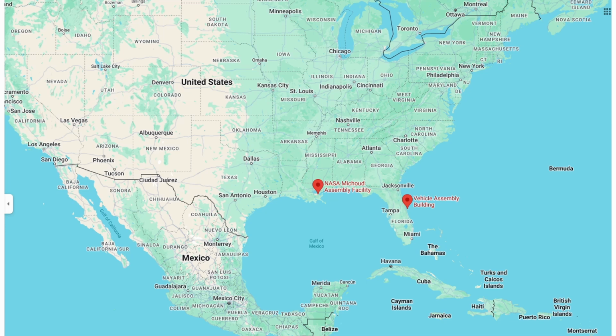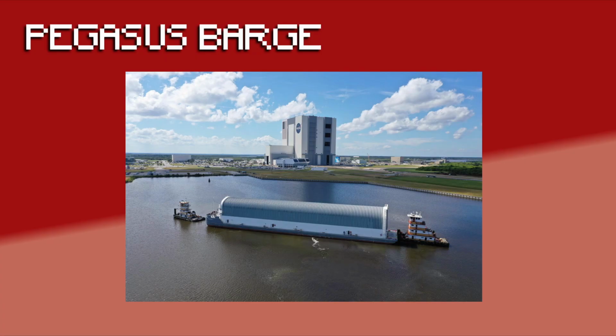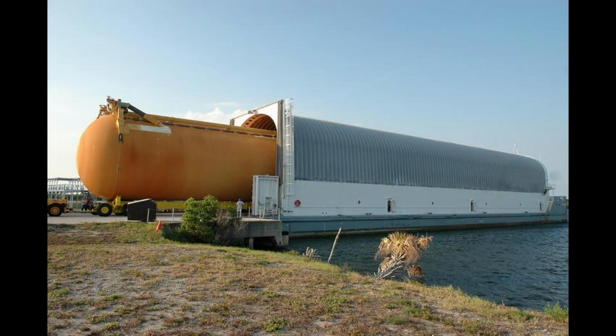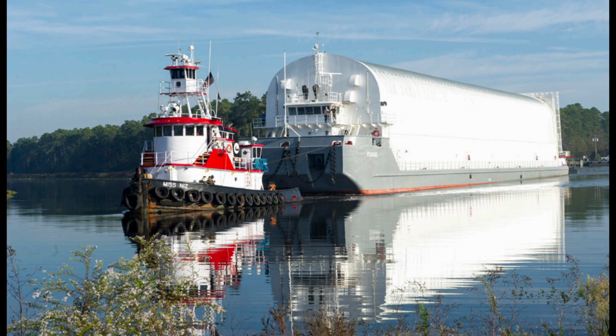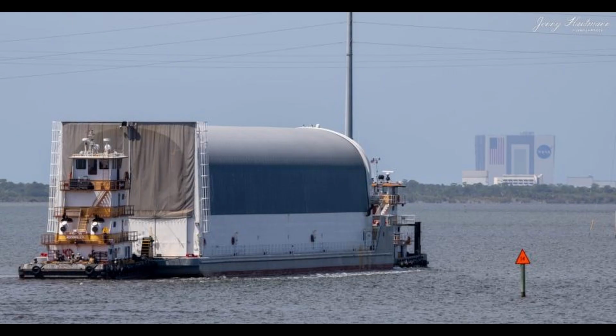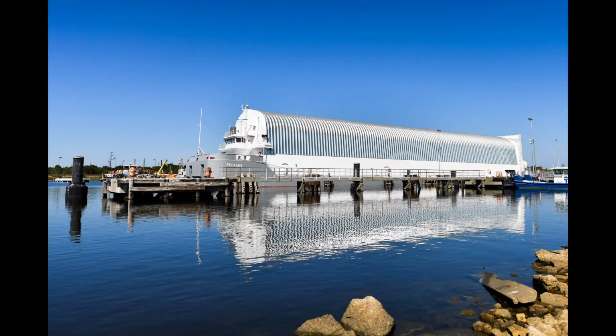So NASA decided the best way to do this would be to go via the ocean, which means they needed a specialised vessel. In 1999, NASA designed Pegasus Barge to transport the giant external tanks of the space shuttles the 1,500 kilometre journey across the ocean in various waterways. Being a barge, Pegasus doesn't have any engines to drive itself.